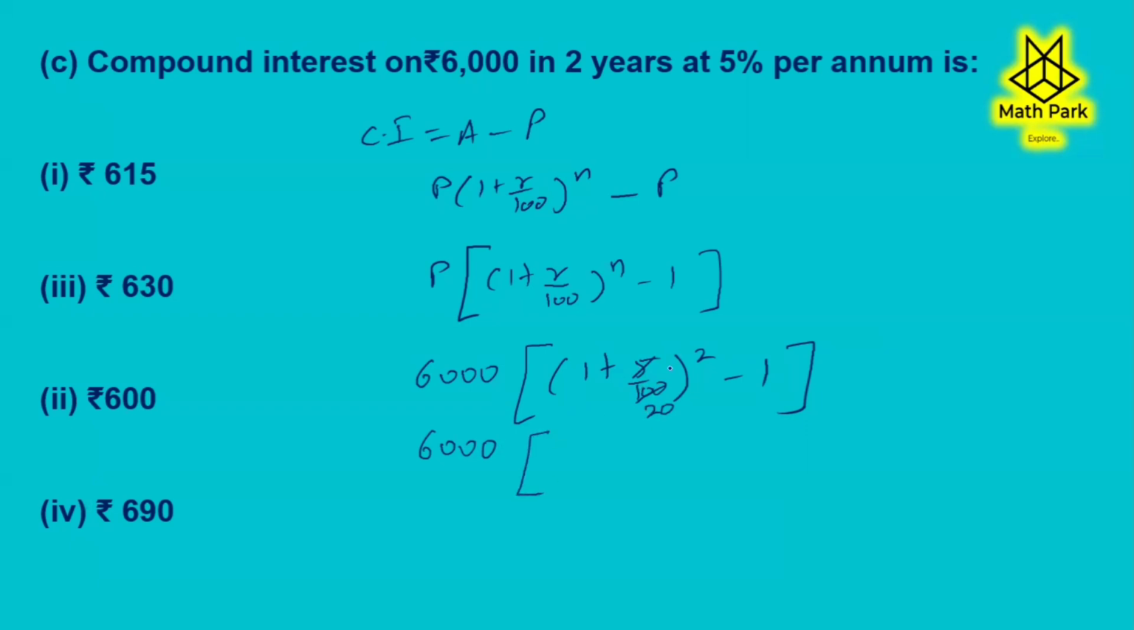So 21 square is 441, 20 square is 400 minus 1, which we get as 6,000 into, if I take LCM 400, 441 minus 400 is going to be 41 upon 400. 4 15s are 60, and 15 times 41 we get rupees 615. So the first option is the correct option.